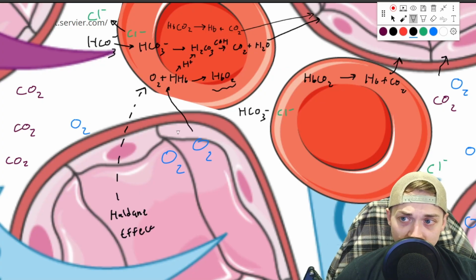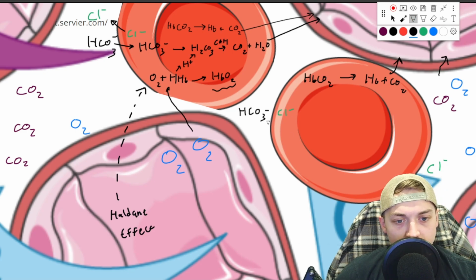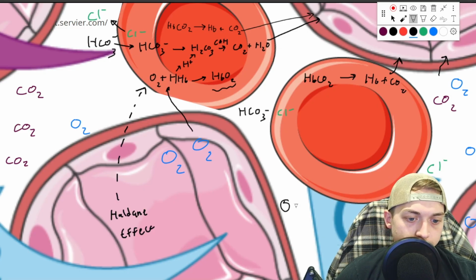But remember, a vast majority of your carbon dioxide waste is going to be in the form of carbonic acid, which is going to turn into a bicarb, yada yada. So we need to get rid of this bicarb ion. So O2 is out here, and the alveoli is just waiting to jump on.